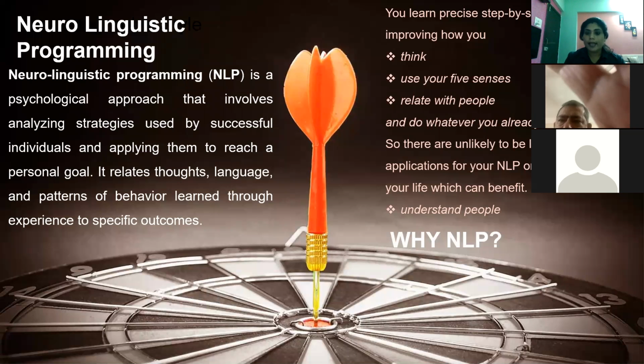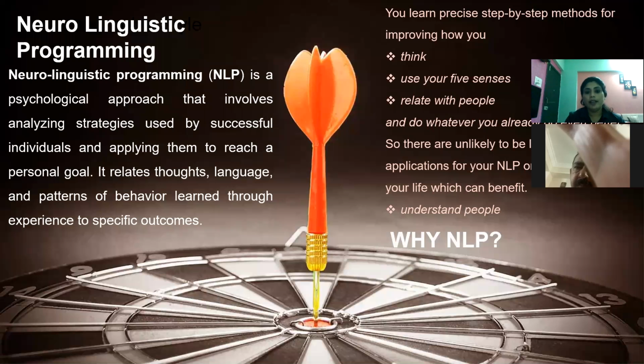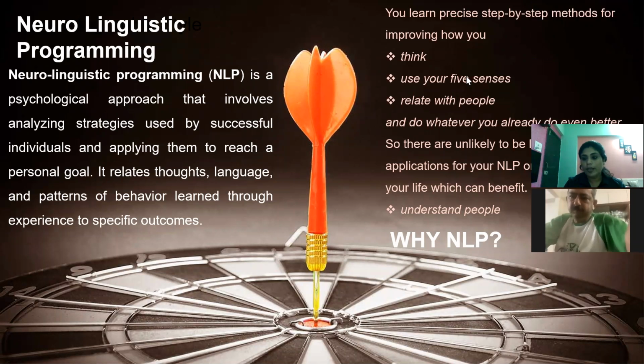Now, the goal setting activity, whatever actual activity we want to do, is based on NLP. How many of you know NLP? You just raise your hand. Yeah, you know NLP, very good. So NLP is neuro linguistic programming, which means rewiring your brain. That is what is called neuro linguistic programming.